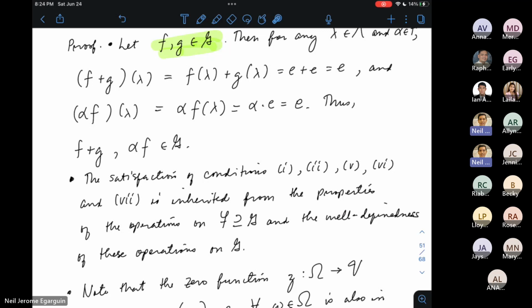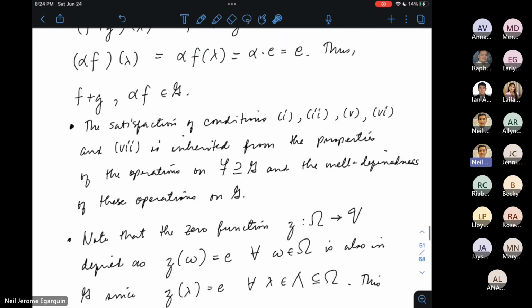Kasi kung totoo siya dun sa buong F, then definitely totoo yung 5 properties na yan kay G na nasa loob lamang ni set F. Now, meron na lang natitira. Ano na lang yung mga natitira? Existence of additive identity at existence ng additive inverse.